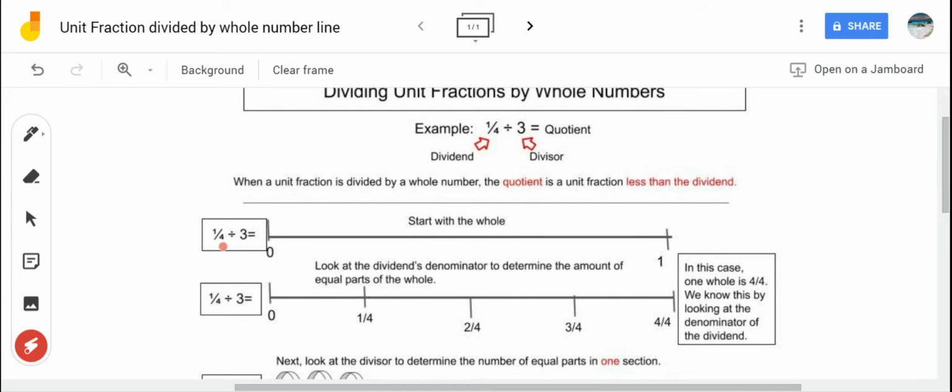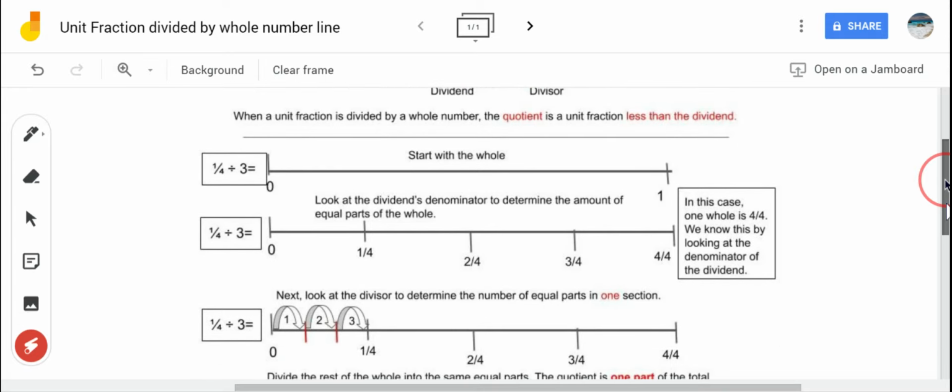So let's start with the whole. Here is our equation, and here is a number line. It's a blank number line that we are going to work with. It's our whole. 0 to 1 represents a whole. Next, we are going to look at the dividend's denominator to determine the amount of equal parts of the whole. Our denominator in this case is 4, so we know that this whole has to be divided into 4 equal sections, which it is.